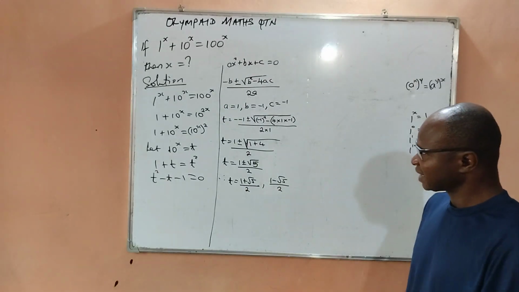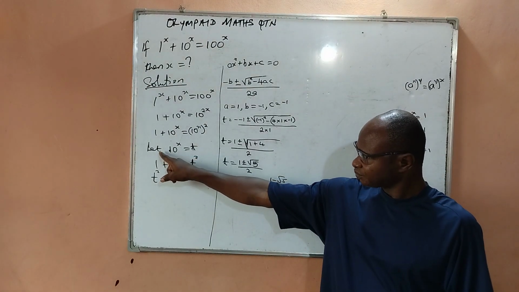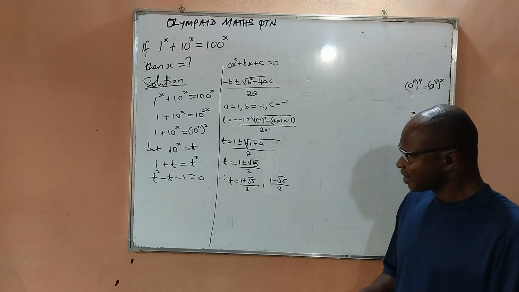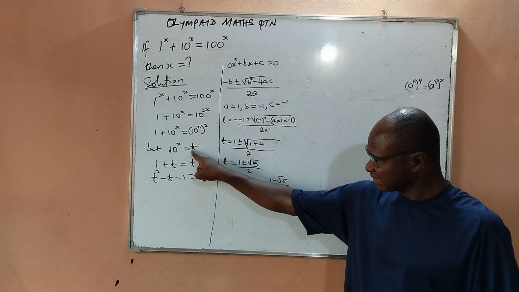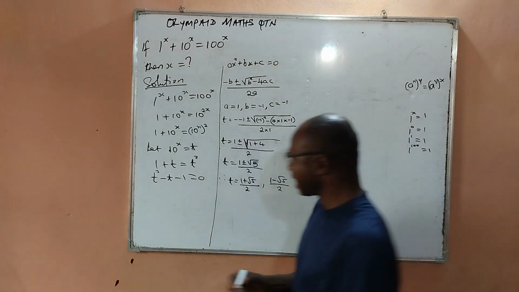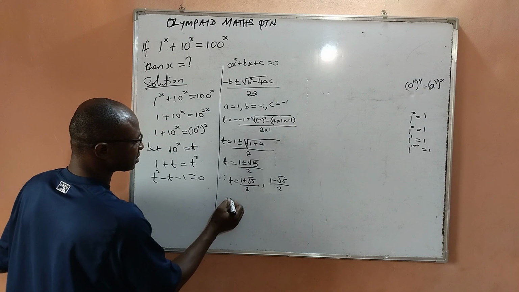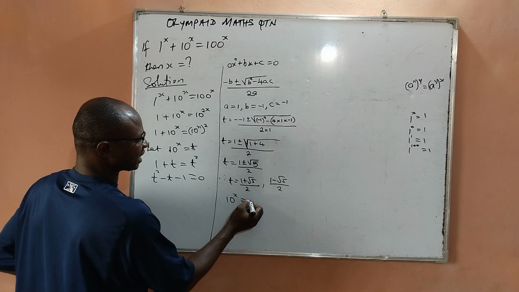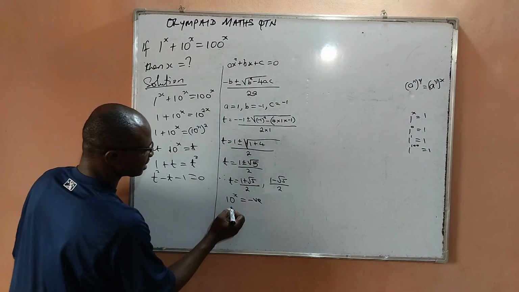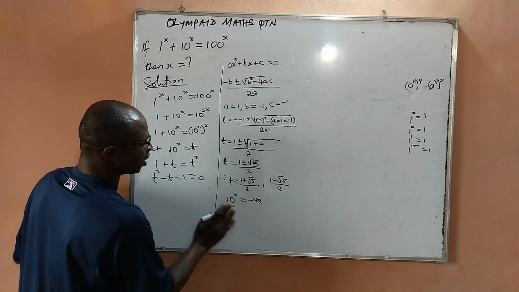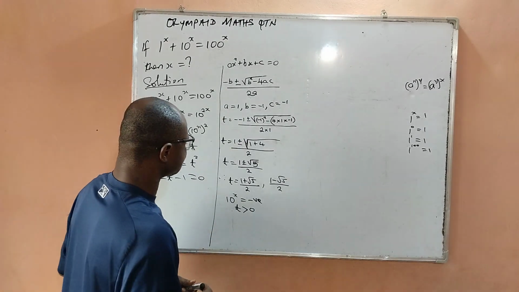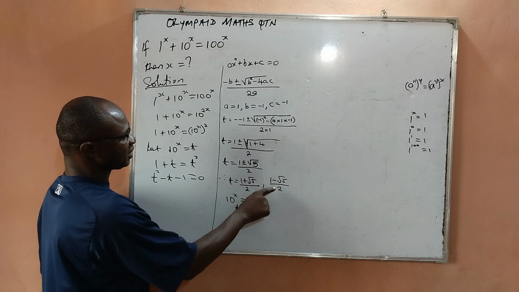But then, very importantly, look at this place. We said, let 10 raised to power x be equal to t. Alright? Now, by looking at it, what it means is that this t can never be negative. It cannot be negative. Alright? Because we cannot have 10 raised to power x equal to a negative value. So, what it means is that 10 raised to power x, or t, must be greater than 0. t must be greater than 0. So, t here cannot be negative.